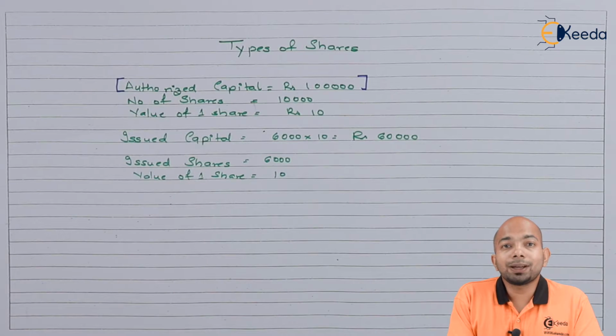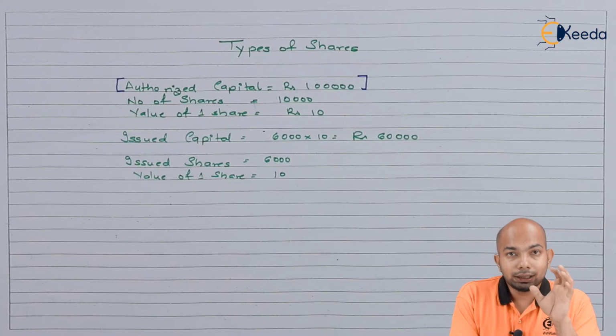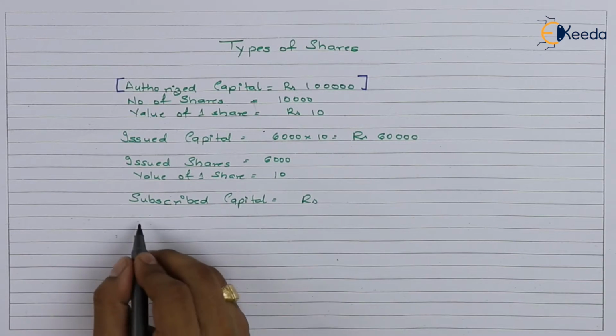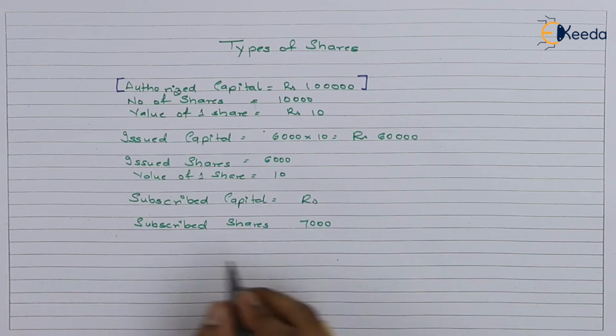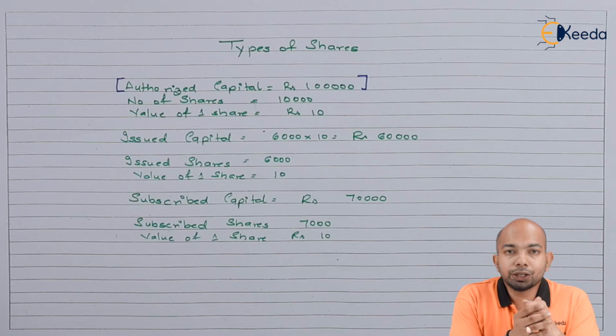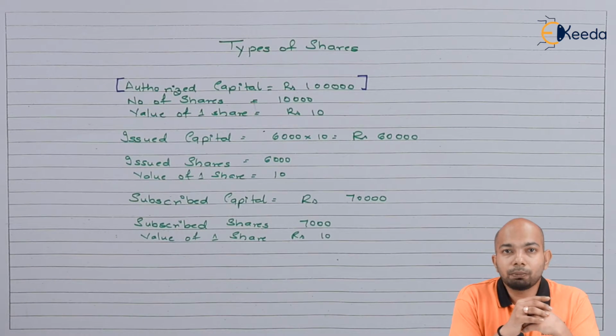Let's figure out how much is the subscribed. In the question it was mentioned that 7,000 shares were applied for. So that many shares multiplied by rupees 10 will be the amount of subscribed share capital. Out of the 7,000 shares, 1,000 shares have been rejected. That means they were given back the application money.